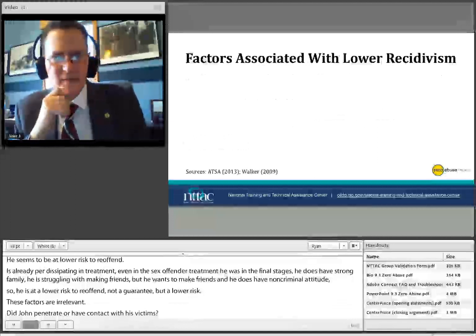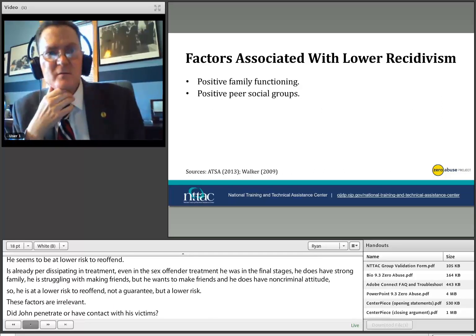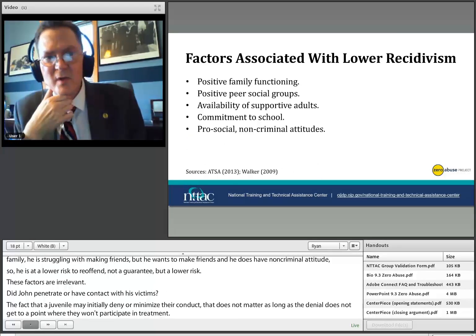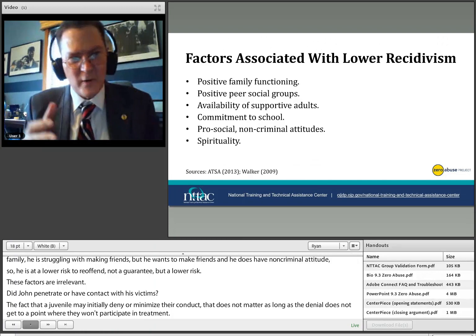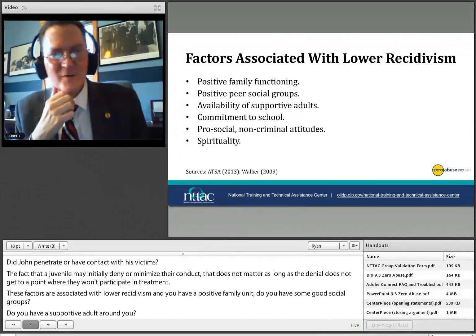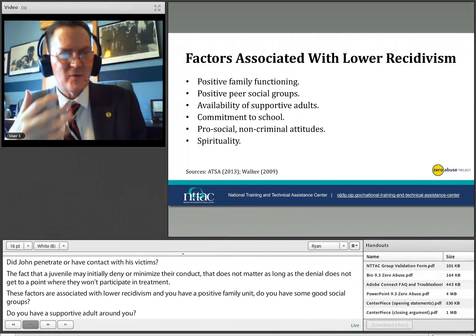So let's go back to our hypothetical with John. He seems to be at lower risk to reoffend. He's already participating in treatment. Even in the sex offender treatment, he was in the final stages. He does have strong family. He is struggling with making friends, but he wants to make friends, and he does have a pro-social, non-criminal attitude. So he is a lower risk to reoffend, not a guarantee, but a lower risk.